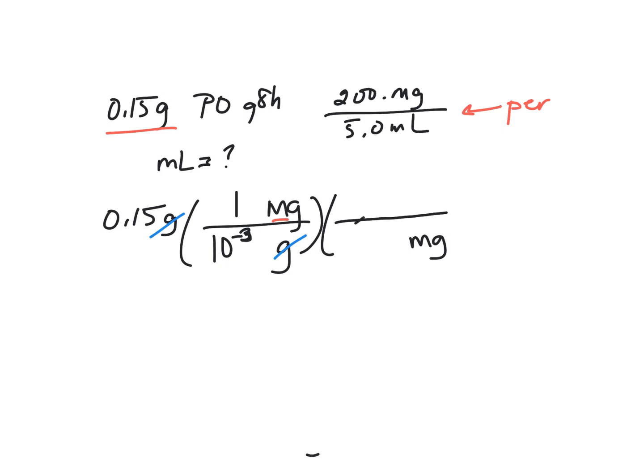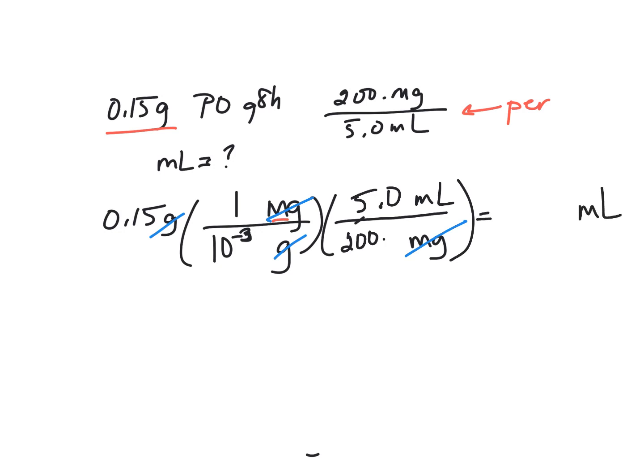And so I look at the relationship that was given in the problem, and it tells me that for every 200 milligrams, there were 5.0 milliliters. So I have a relationship that was given. I use that relationship exactly as given. I'm not doing any math or any adjustments to those numbers. I just put it in as it was given in the problem. Now my milligrams can cancel, and what units I'm left with are milliliters.